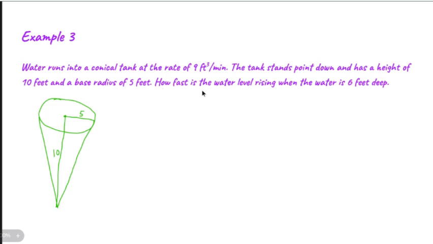How fast is the water level rising when the water is 6 feet deep? So we're talking volume here. Volume should be our context clue. So we need to know the volume of a cone. You can look this up. It's 1/3 pi r squared times height.